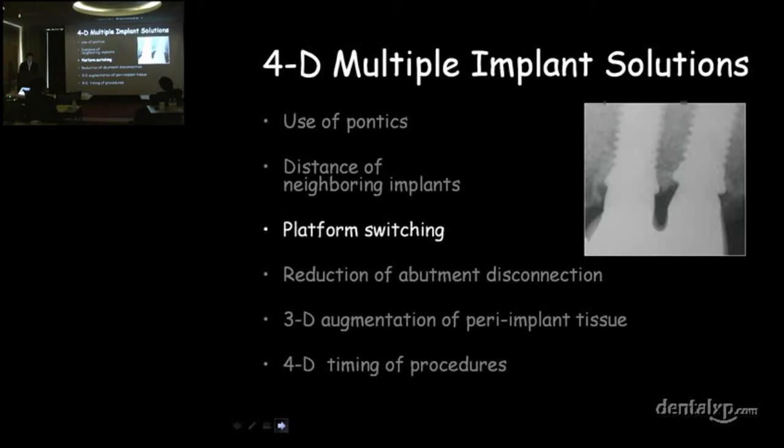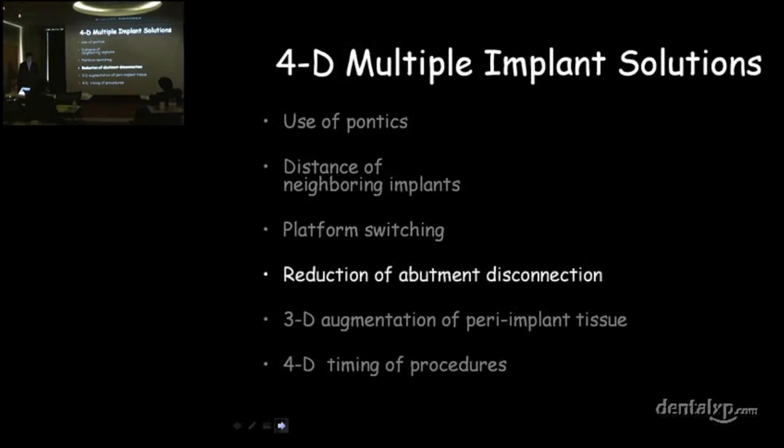Platform switching allows us the ability to preserve the bone crest between implants by distancing the bone from the implant abutment connection and the inflammatory cell infiltration zone. Platform switching was used on the implants, and after more than 3 years, the bone crest has still not changed, even though the inter-implant distance is less than 3 millimeters. Reduction of abutment disconnection is possibly a useful solution.